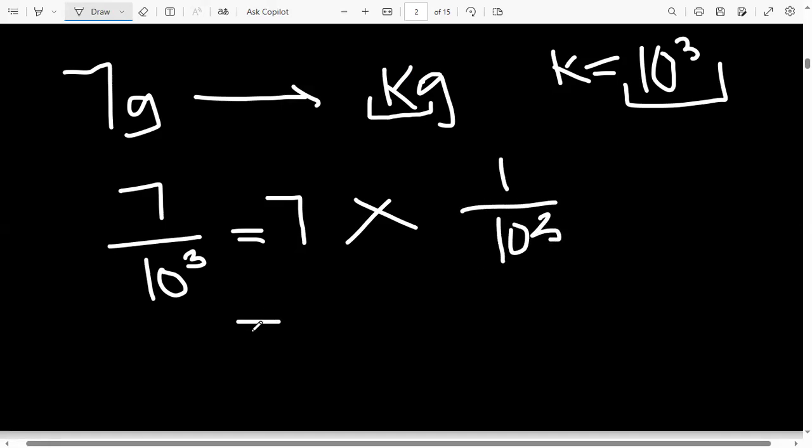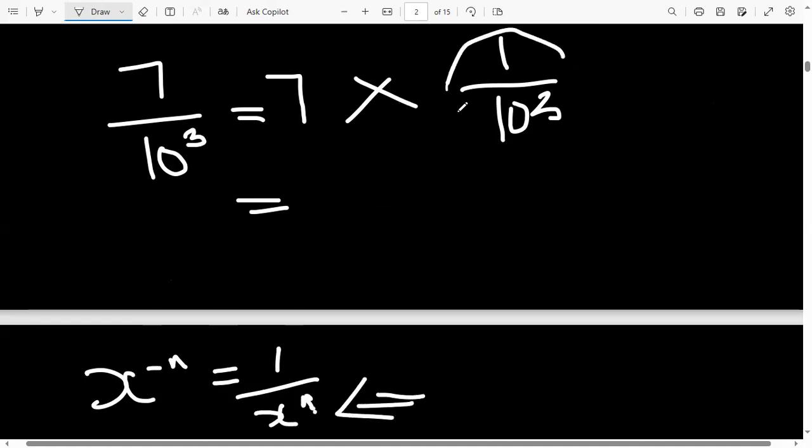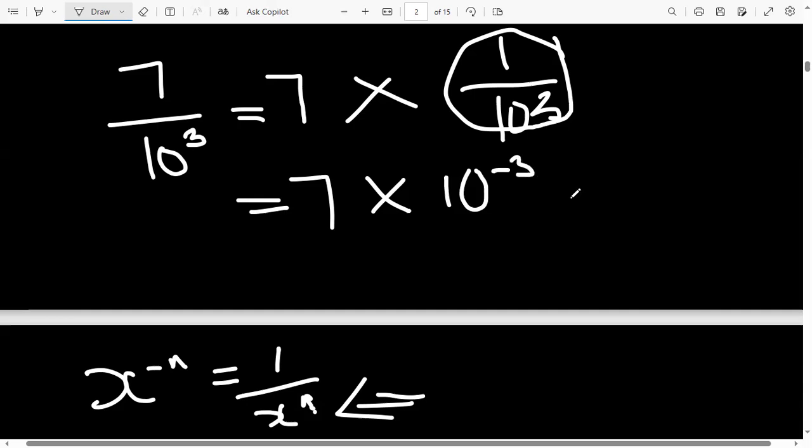Remember our rule. We said when we had something like x to the power minus n, it's the same as 1 over x to the power positive n. So this is the situation that we have here. This, I can just write as 10 to the power minus 3. So this is 7 multiplied by 10 to the power minus 3. And then this will be kilograms.